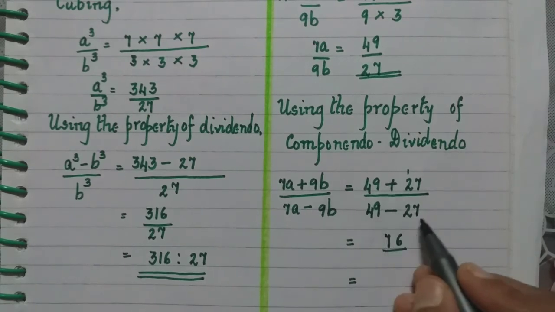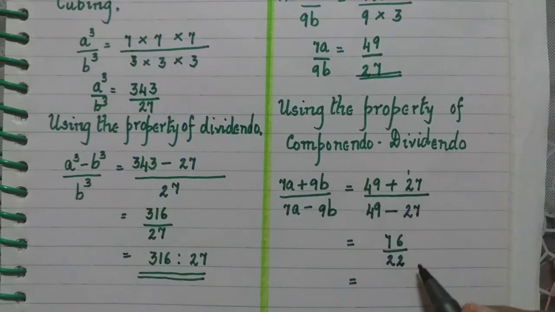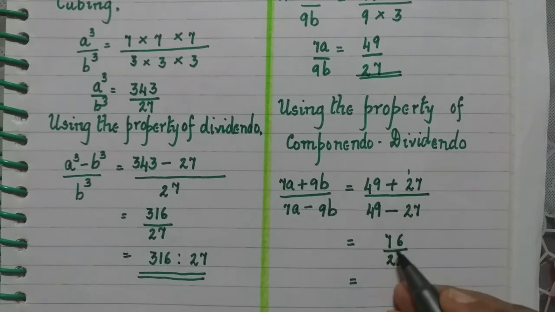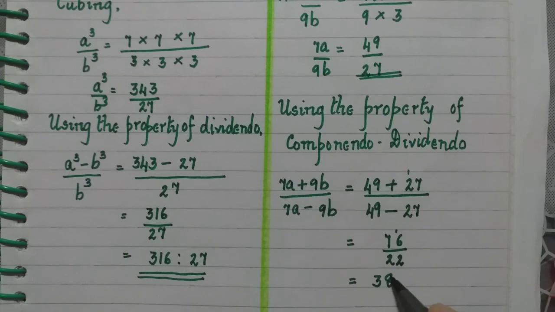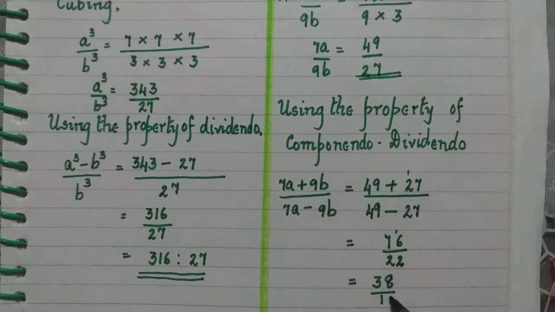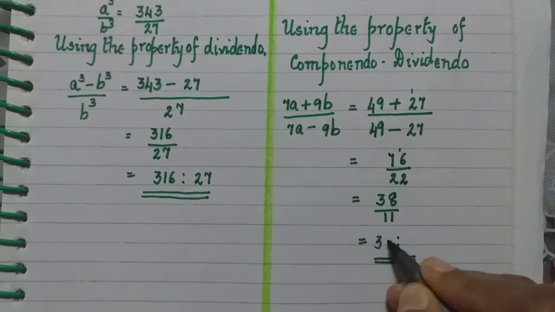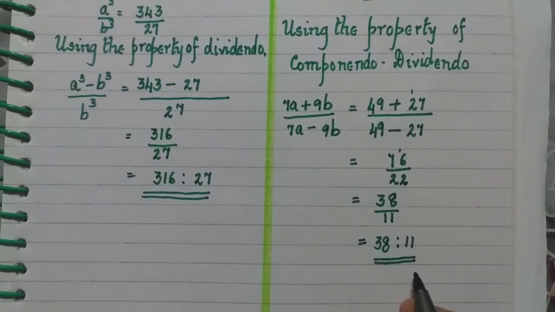49 minus 27: 9 minus 7 is 2, 4 minus 2 is 2. Now you see in both of these, 2 is a factor of both 76 and 22. So I can reduce this further. 2 goes in 76, 38 times; 2 goes in 22, 11 times. Now I can write it as a ratio. The ratio will be 38 is to 11. So the fourth sub question answer is 38 is to 11.